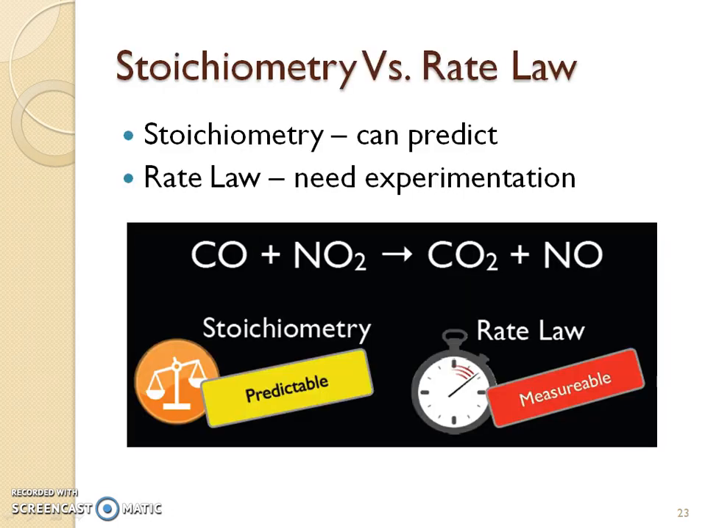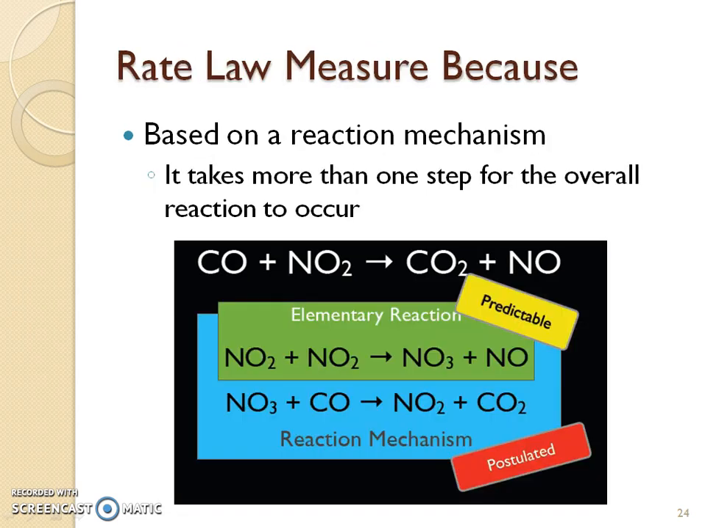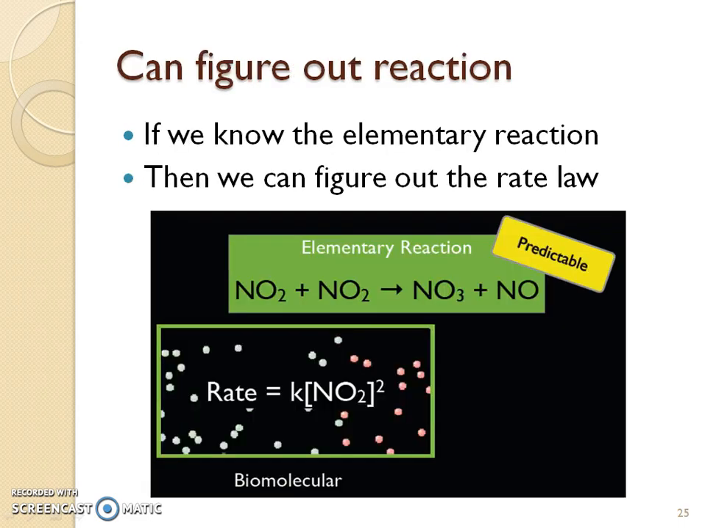So what is stoichiometry versus the rate law? Again, he talked about stoichiometry. We can just balance the equation and figure that out. But with the rate law, we need some experimentation. So the rate law is measured because it is based off of the slowest step of one of those steps in the reaction mechanism. So how can we figure this out? Again, we figure this out knowing the rate law of that slowest step.